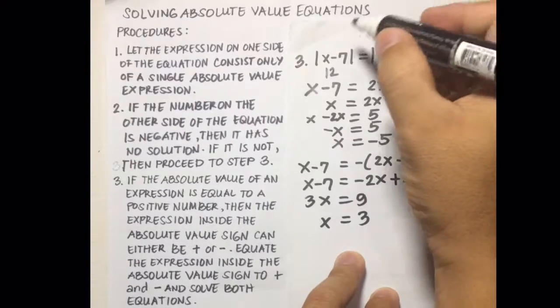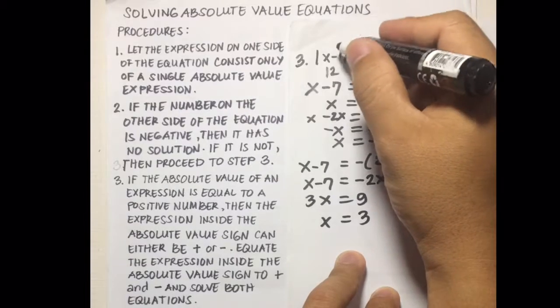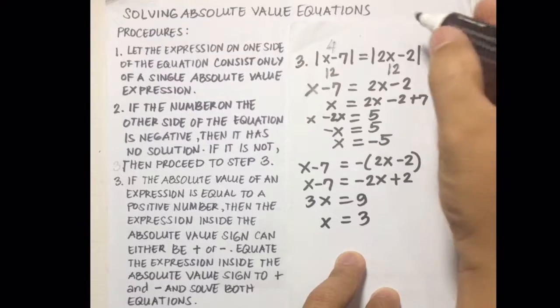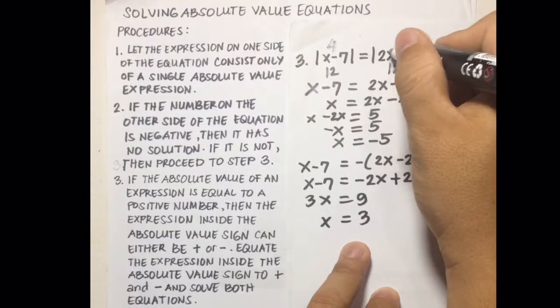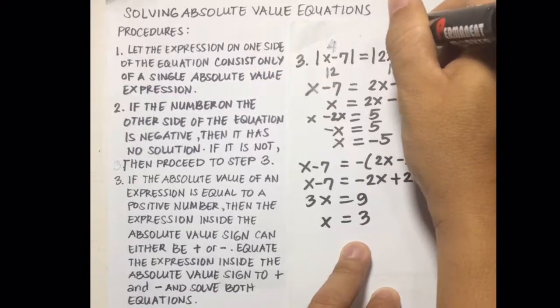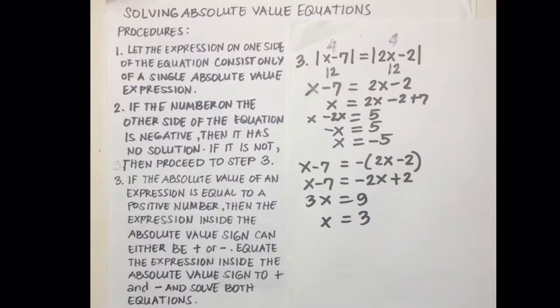Then if x is 3, we're going to have 3 minus 7, that will be negative 4, and its absolute value is 4. Then for the right side, 2 times 3 will be 6 minus 2, that will be 4, and its absolute value is also 4. So the two answers here are solutions of the equation.